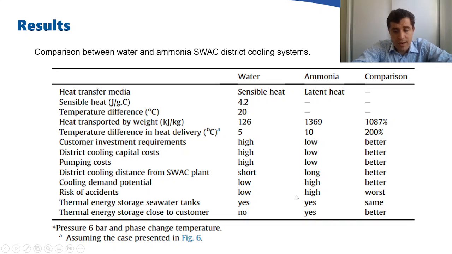Risk of accidents is high, but it can explode, ammonia. It's toxic, but you have, for example, methane, natural gas pipelines distributing natural gas in houses nowadays. It explodes sometimes, but not very often, and you can take measures in order to minimize these risks.